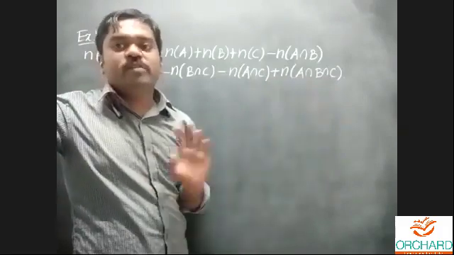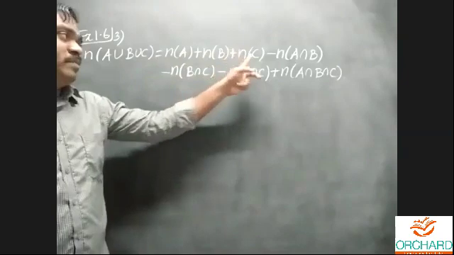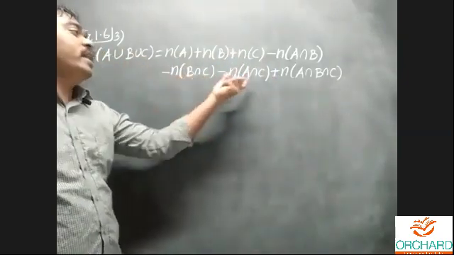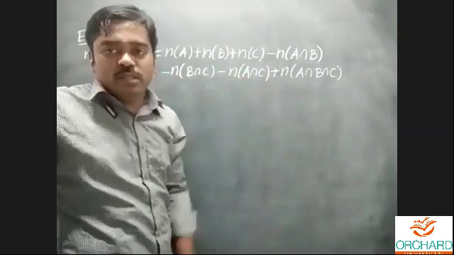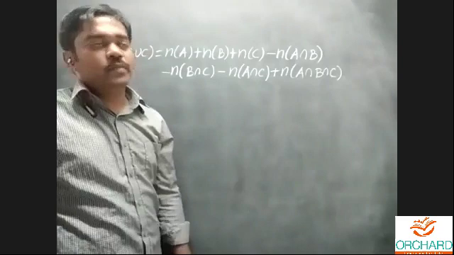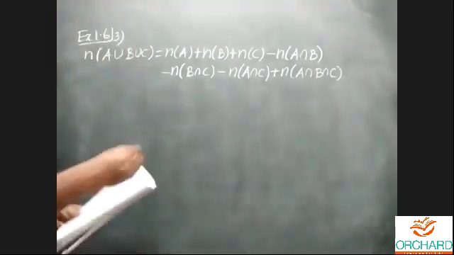Easily you can remember this formula: N of A plus N of B plus N of C minus A intersection B and B intersection C and A intersection C. Then the last one is plus N of A intersection B intersection C. This is the idea for the third problem. The first two subdivisions will define a set A.